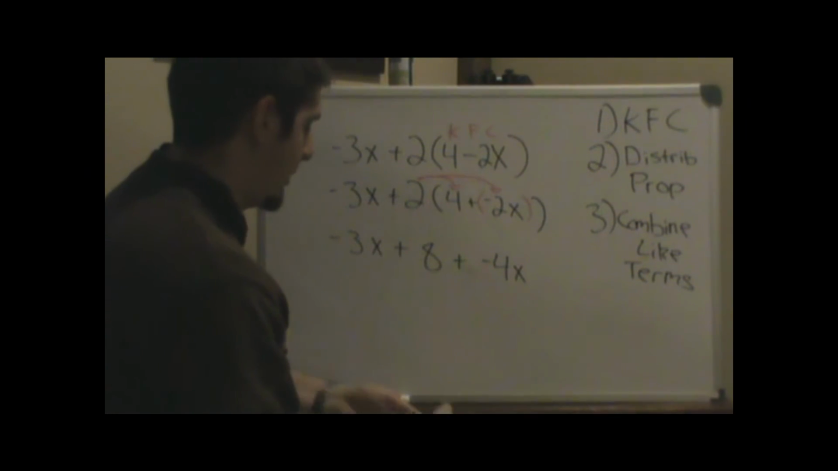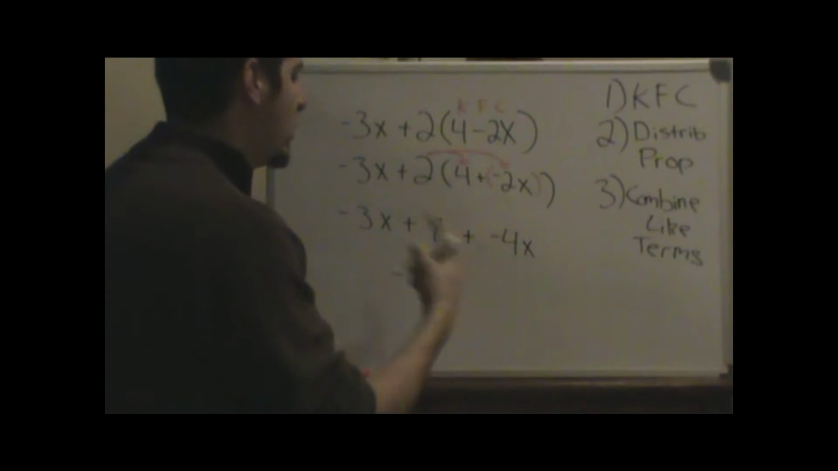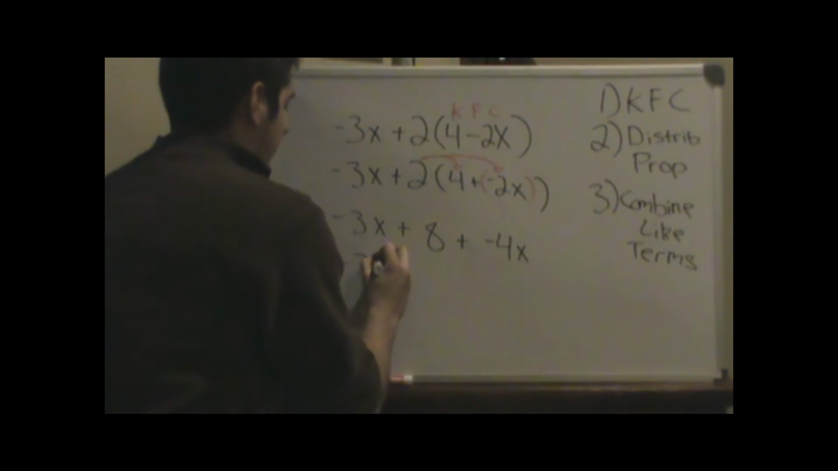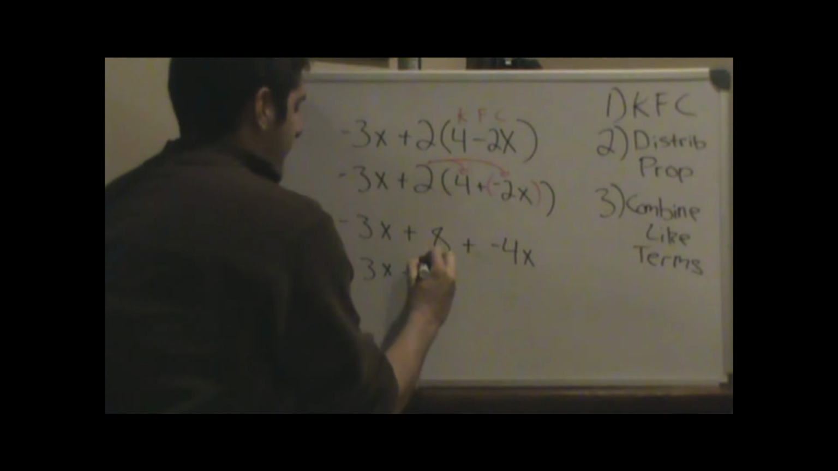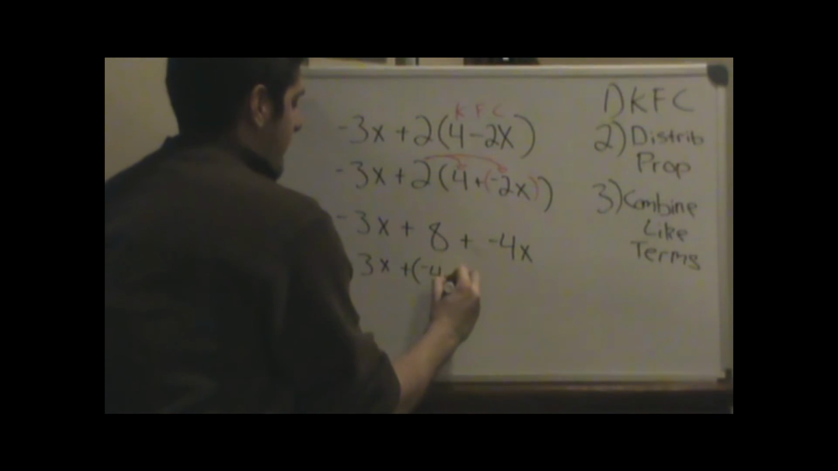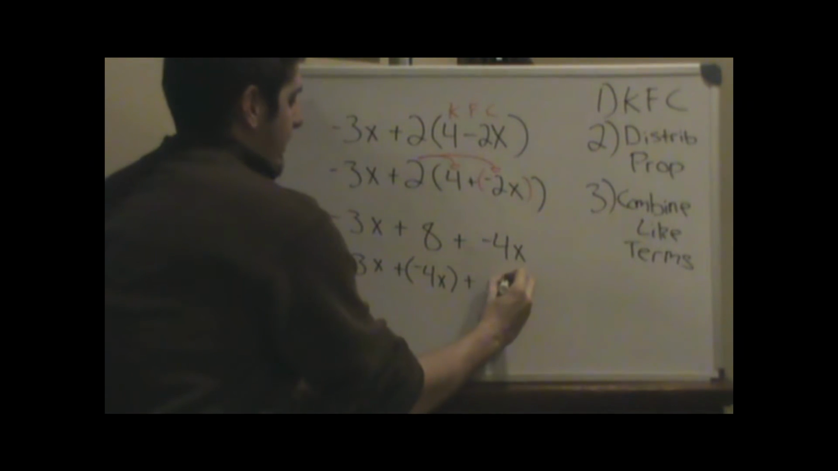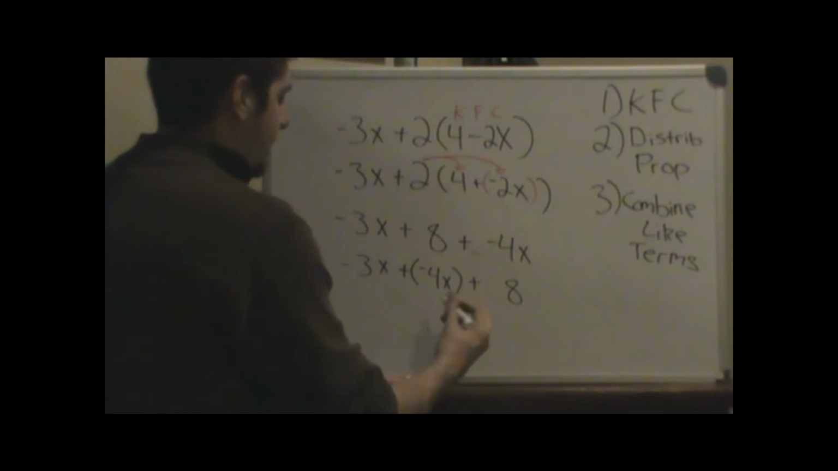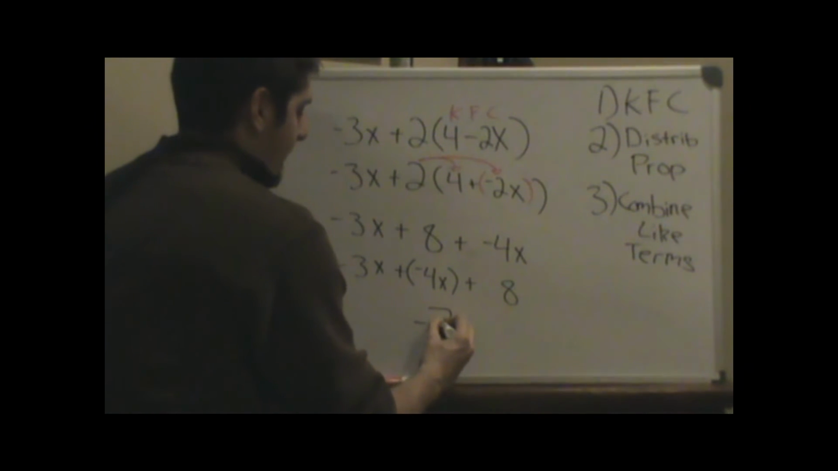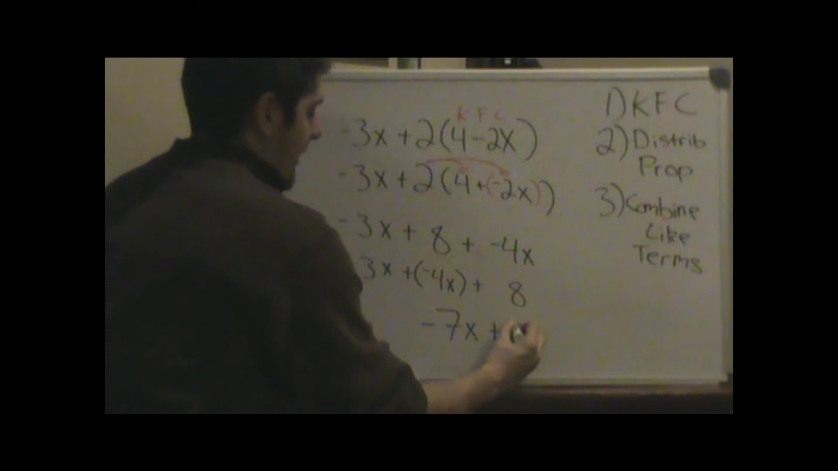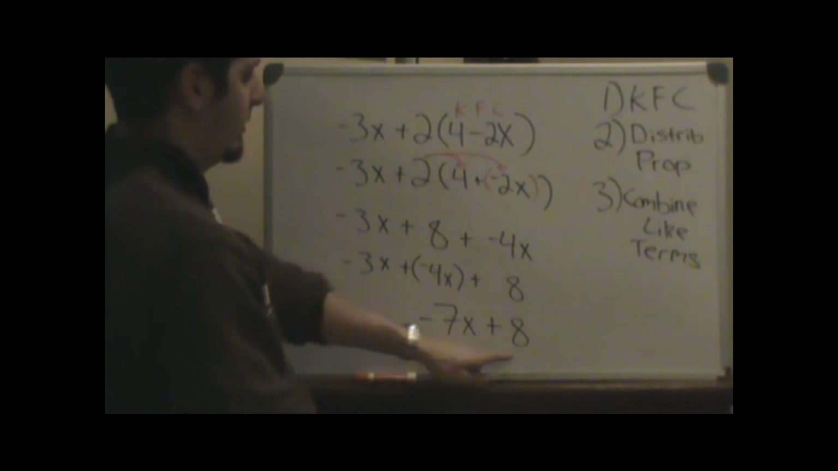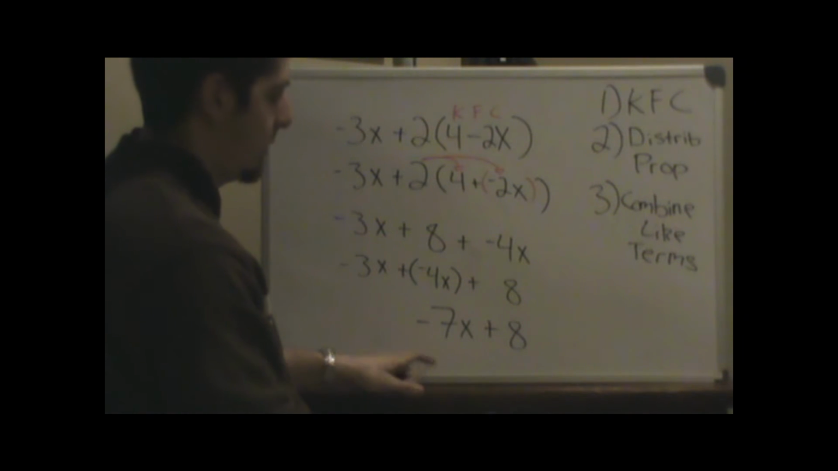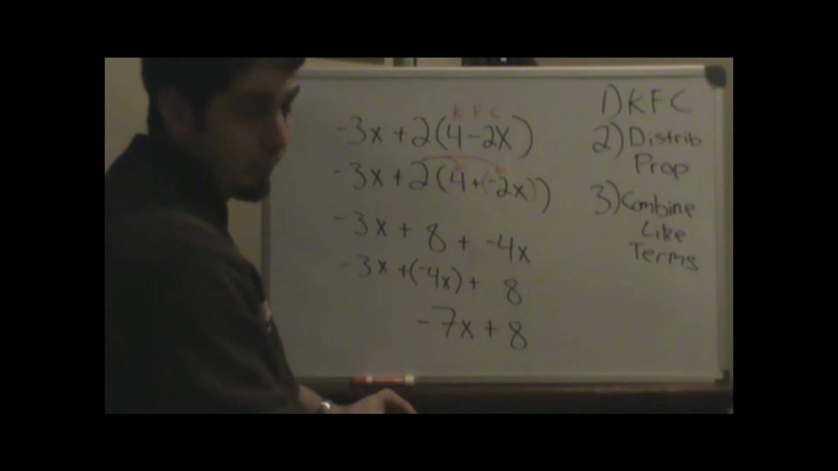I'm going to combine my like terms, but before I can, I'm going to reorder the problem. I'm going to group my like terms together. So we have negative 3x plus negative 4x plus 8. So negative 3x plus negative 4x gets me negative 7x plus 8. These are not like terms. They cannot be added together. They don't end in the same variable. I have completed my problem.